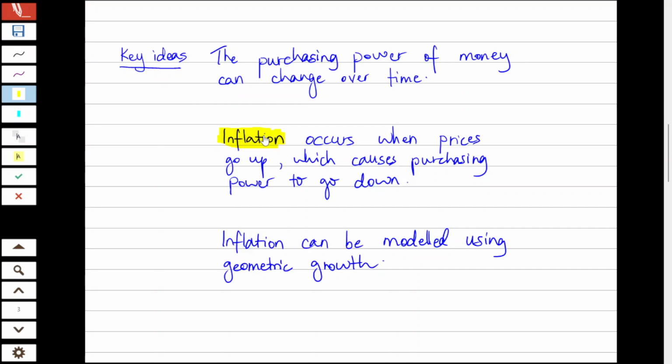If you like, you might want to ask your parents how much they bought the house for or how much they paid rent for 20 years ago. It's going to be probably half of what the price is now. And that's because of inflation.